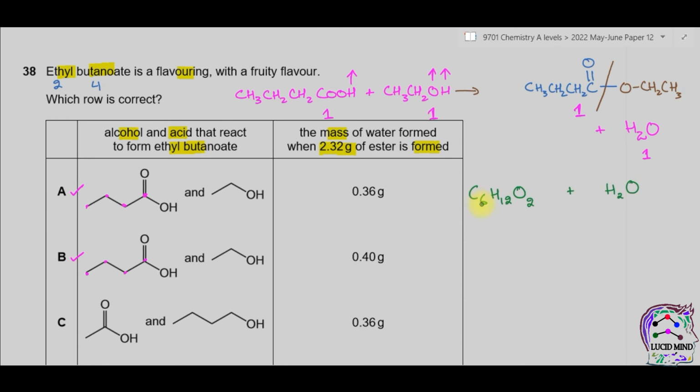Let's find the molecular mass. We have 6 carbons, so 12 into 6 is 72, plus 12 hydrogens, plus 2 oxygen, which is 32, and water is 2 plus 16, which is 18. So this comes equal to 116. Now let's find out the number of moles from this given mass. So we have 2.32 grams of ester. So number of moles is equal to mass in grams divided by Mr. So 2.32 grams divided by 116 gives 0.02 moles.